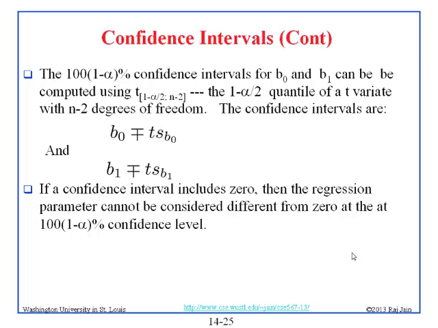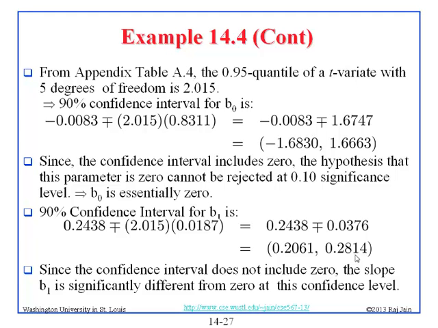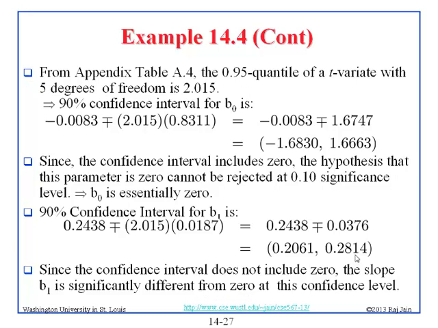Okay, so again an example will help, so I'm going to take the example. So for this disk IO CPU data, SB0, if we put all the numbers in place, will come out to be 0.8311, and SB1 will come out to be 0.0187, and the mean values we already had before. We'll see them in the next slide. So the degrees of freedom is 5. We had n equal to 7, n minus 2. The errors have 5 degrees of freedom. And so we use that 5 degrees of freedom.